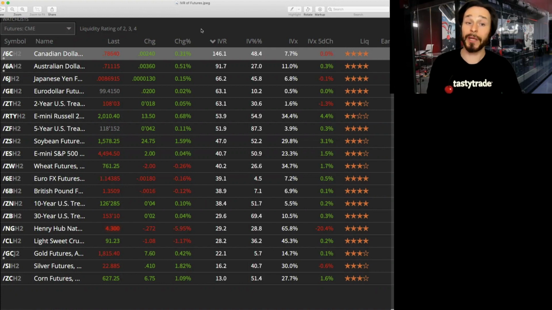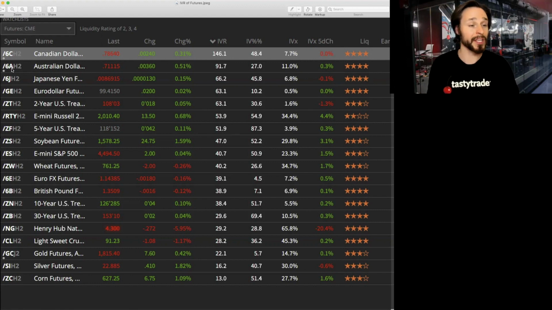If we look at IB rank here, here's a screenshot from Tastyworks that a friend of mine sent me. Unfortunately, we don't have Tastyworks yet in Canada, but I had a friend send me this screenshot of all the futures products. These are arranged in order of highest IB rank to lowest IB rank. And you can see /ZF, which is the 5-year Treasury notes. The IB rank is at 51.9. So that's really high. It's over 50.